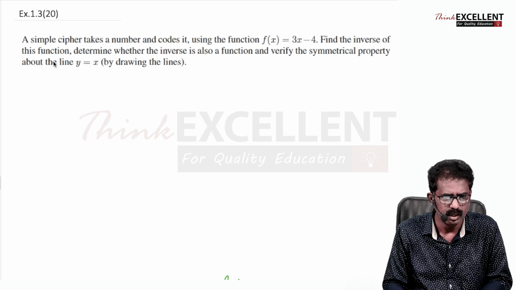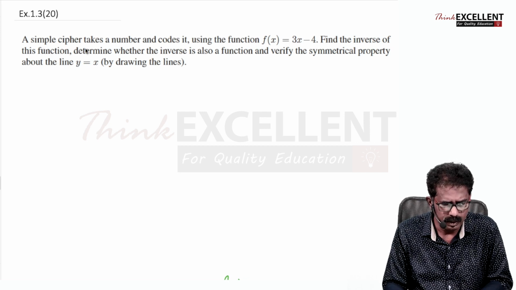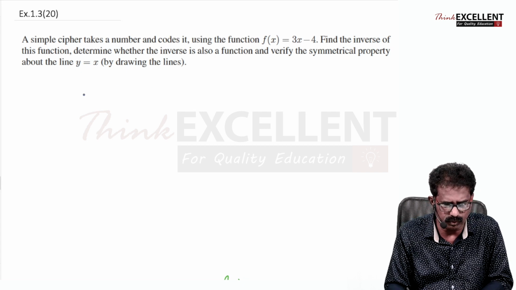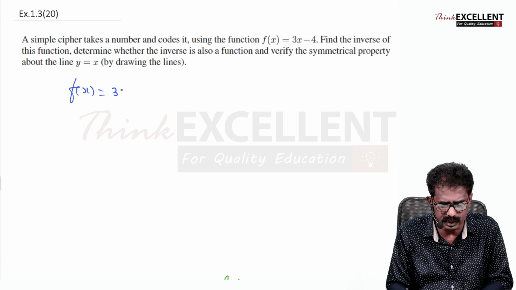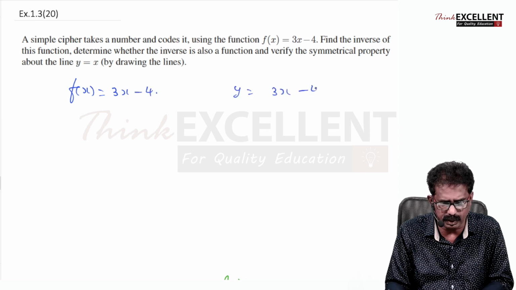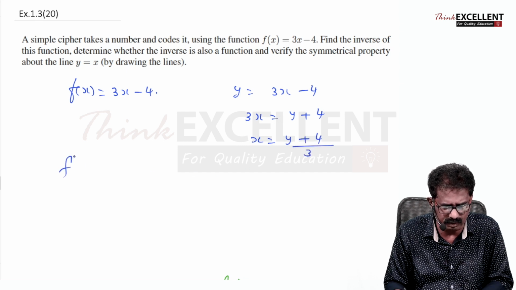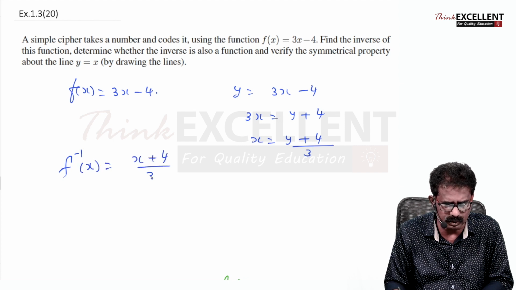See this question. A simple cipher takes a number and codes it using the function f of x equal to 3x minus 4. Find the inverse of the function. So what do you do? y equal to 3x minus 4. 3x equal to y plus 4, or x is equal to (y plus 4) by 3. Okay, so find the inverse of the function. So f inverse of x equal to, instead of y you put x, (x plus 4) by 3. So okay, the first part is over.